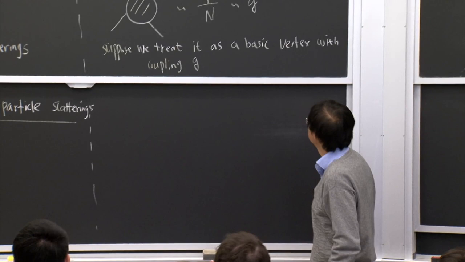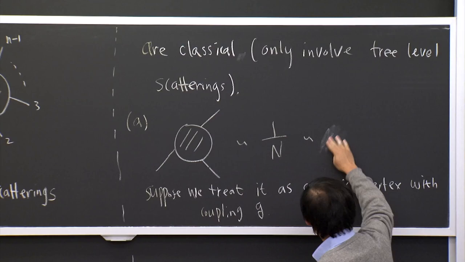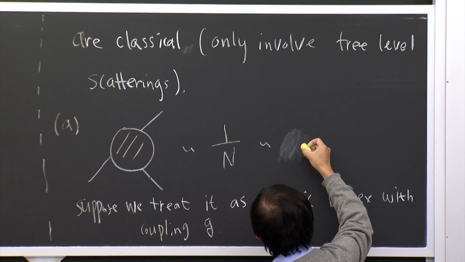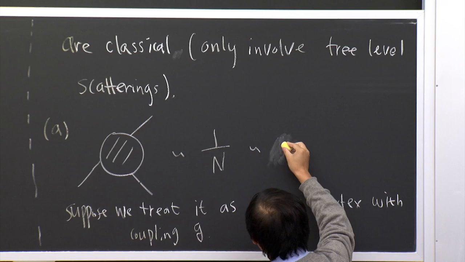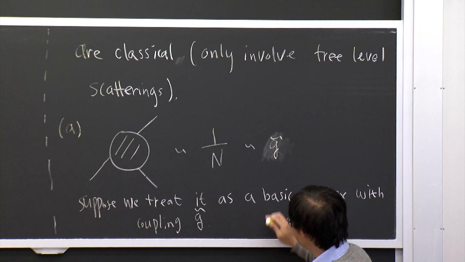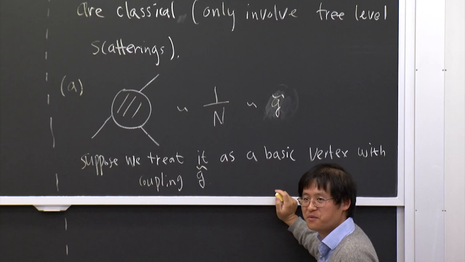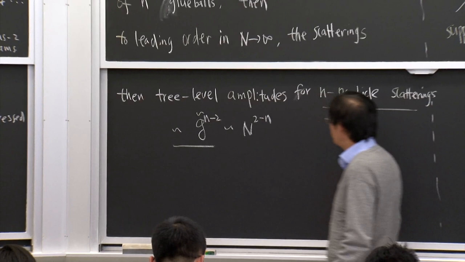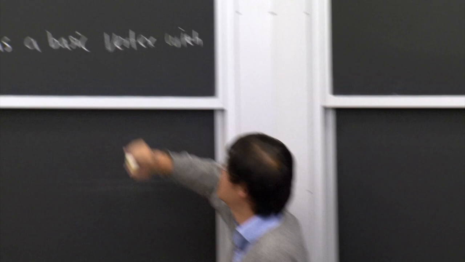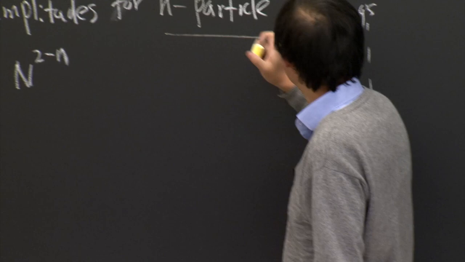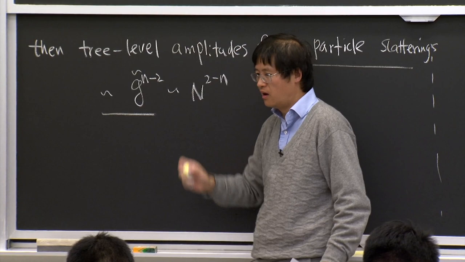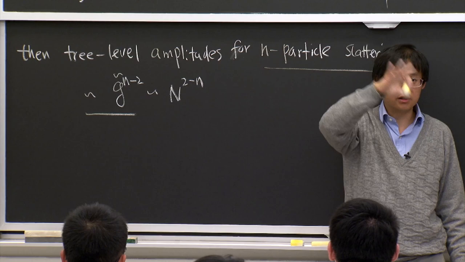Oh, maybe let me call it lambda. It's a different G. Yeah, let me call it kappa. Or let me call it G tilde. It's not the same G as before. This is just something I denote, some kind of effective coupling. Just imagine you have a process whose basic interacting vertex is G tilde, and G tilde is order 1 over N, and then the tree level scattering for n particles will depend on this coupling as G tilde to the n minus 2. Okay, is this clear to you? You can just draw a tree diagram, you can see it immediately.